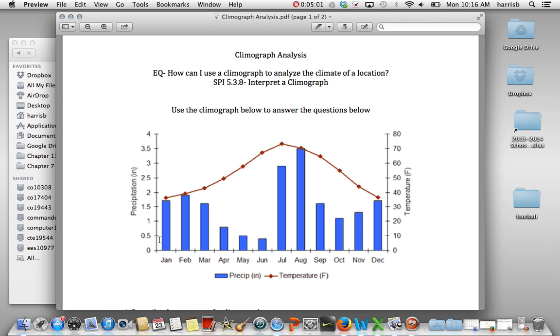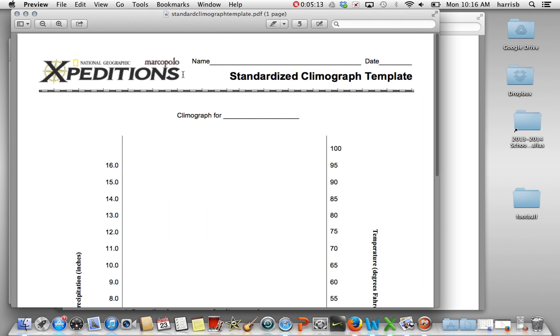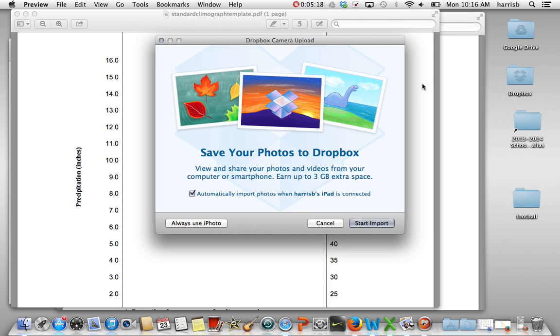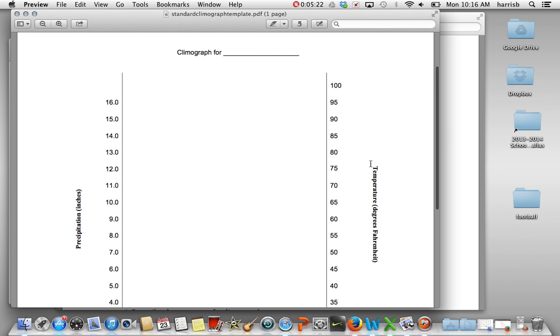So anyway, that's about all I have. Please study. Be prepared to use this information in class. We'll actually be creating our own climograph. As you can see, here's a template for it. And you'll actually look up a city and you'll have to plot the climograph information yourself. So we'll do that in class. Be prepared for that.